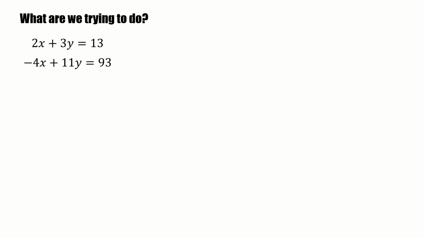You could, of course, rearrange one of the equations to make it x equals or y equals, and then substitute that into the other equation to eliminate it, leading you to get one equation with one variable, and then once you found that value, you can find the other variable as well.